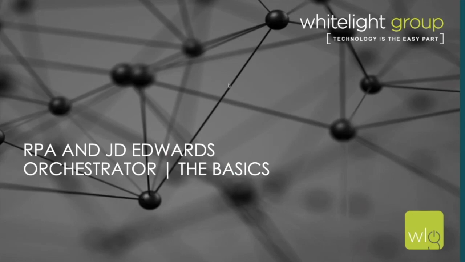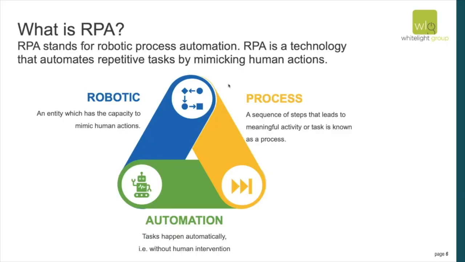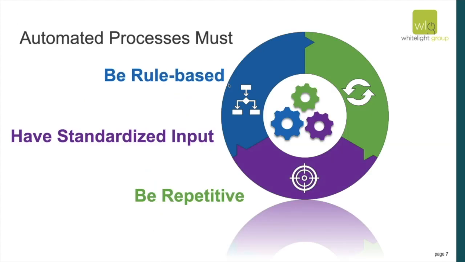So RPA and JD Edwards, the basics. So what is RPA? Let's just break down the words: robotic process automation. Robotic is an entity that mimics human interaction. So a lot of these tasks, if you're going through idea generations and things of that nature, think of people that are completing tasks that are repetitive. We'll get into some of that in a little bit, but that's the robotic process. So it's mimicking human actions, and it's mimicking the process of these human actions, and we're just automating that to make it as simple as possible.